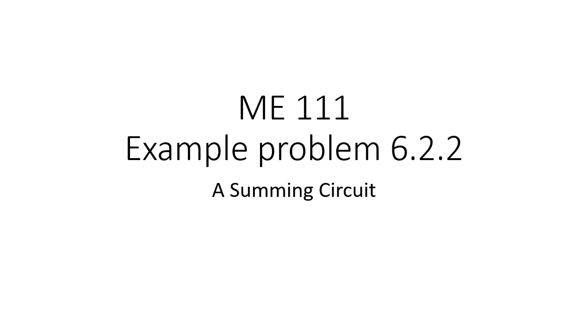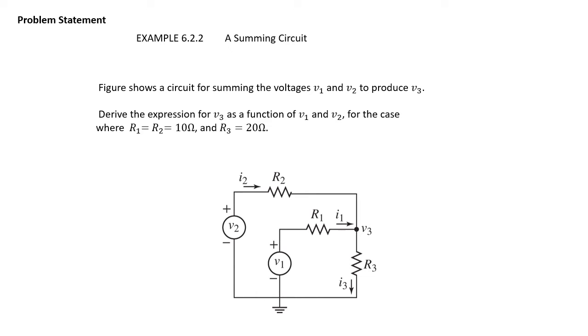Let's take a look at example problem 6.2.2, a summing circuit. In this problem, we have a figure that shows a circuit for summing the voltages V1 and V2 to produce the voltage V3. They want us to derive the expression for V3 as a function of V1 and V2, for the case where our resistances R1 equals R2 is equal to 10 ohms and R3 is equal to 20 ohms. Down here is the circuit that they give us.